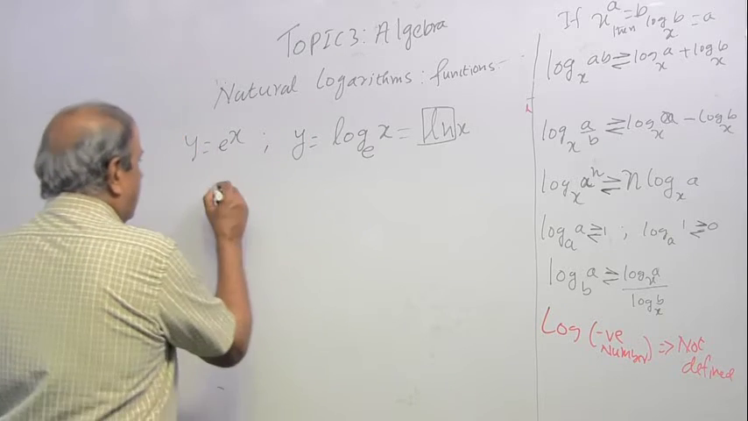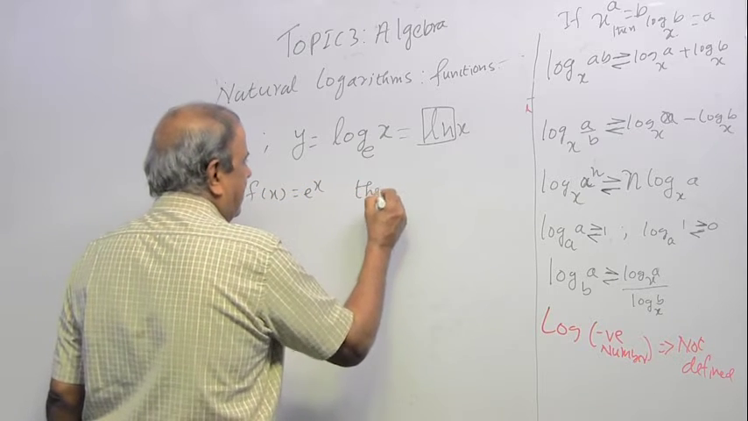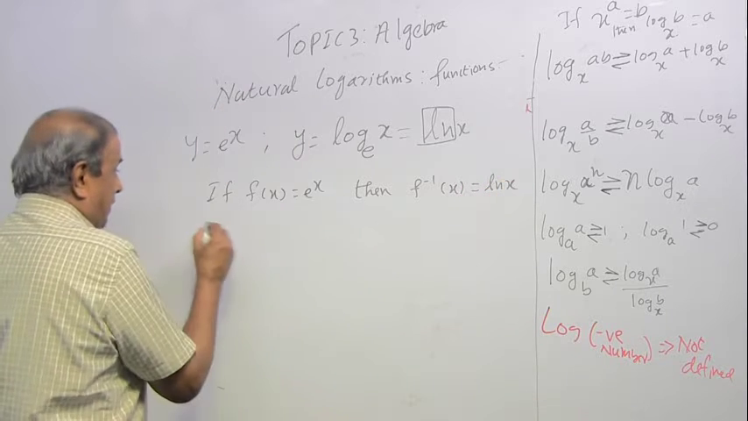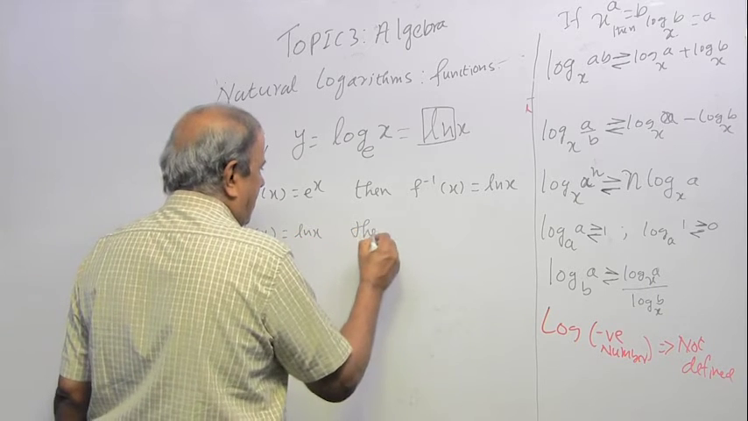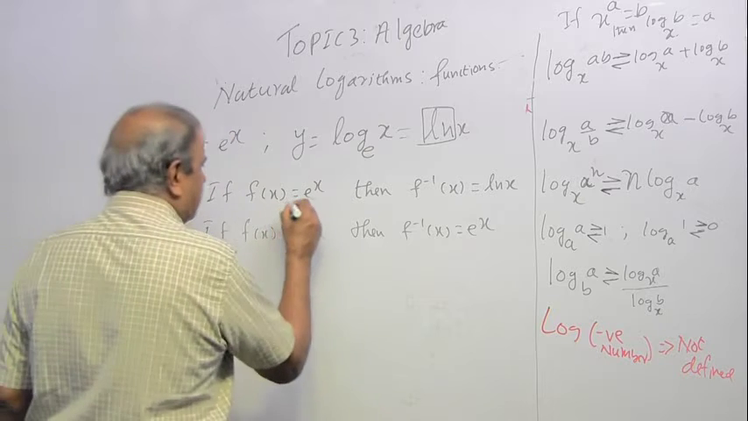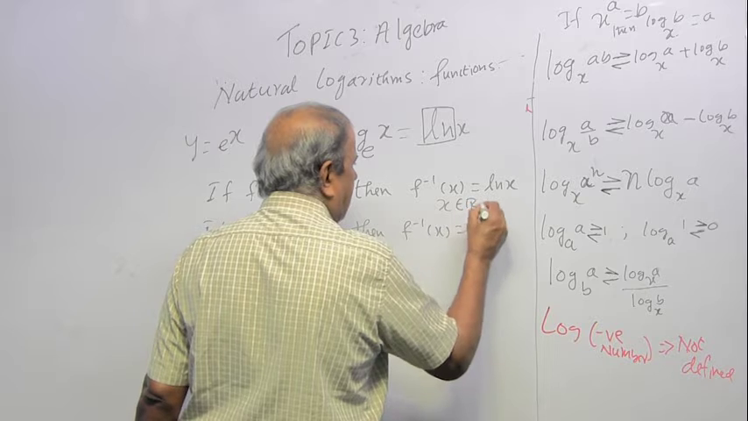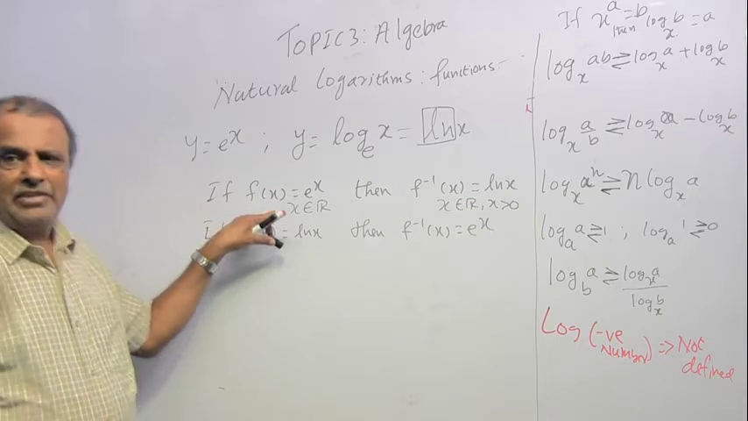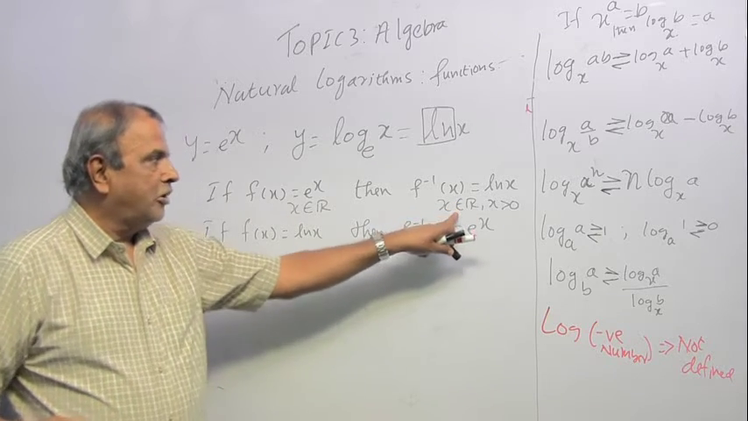Okay? So, if f of x equal to e power x, then f inverse of x equal to ln x. If f of x equal to ln x, then f inverse of x equal to e power x. e power x is defined for x belongs to R, ln x is defined for x belongs to R, x greater than 0. So the range of e power x from the graph is y belongs to R, y greater than 0, which becomes x belongs to R, x greater than 0.